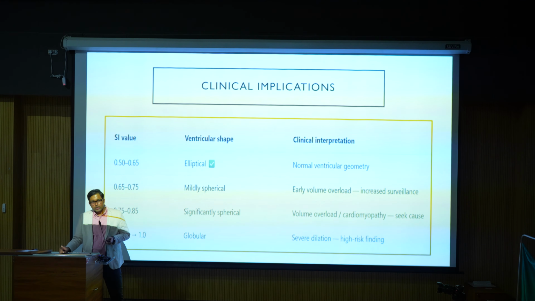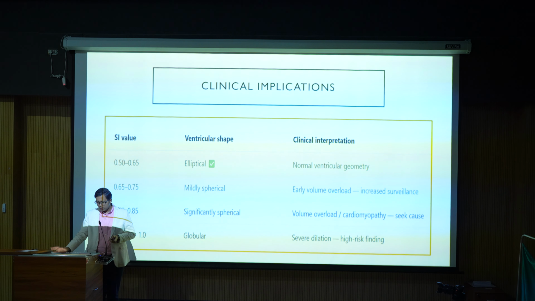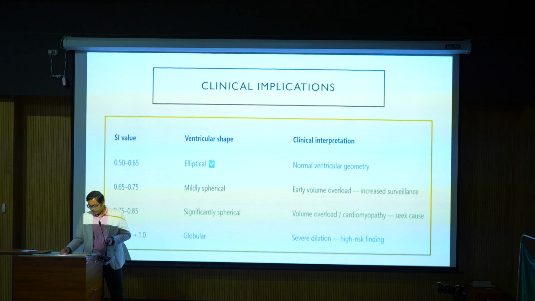So what are the clinical implications of this sphericity index? If it is around 0.5 to 0.6, that means the ventricular shapes are elliptical and we expect normal ventricular geometry. As it goes towards 1, that means there is a globular shape of the fetal heart with severe dilatation, and a high-risk finding can be considered.